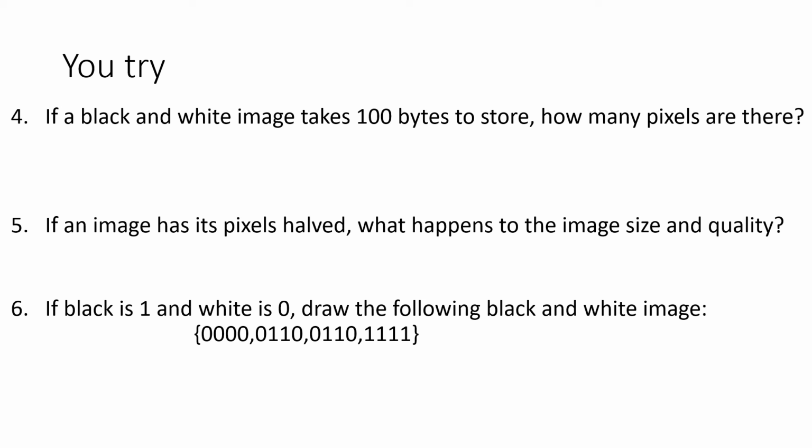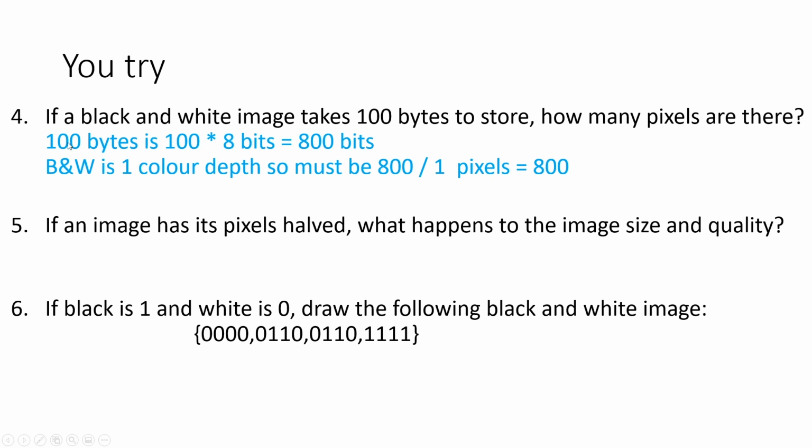Okay, but it's bytes. The answer is 100 bytes to store. But remember, when we do that calculation, the answer is in bits. So 100 bytes is, when we go from bytes to bits, remember we multiply by 8. So 100 bytes is 800 bits. So 100 times 8 gets you 800 bits. If you had colour depth of 2 bits, then you'd have to divide that by 2. But because it's only 1, it's just 800. So, quick summary of that then.